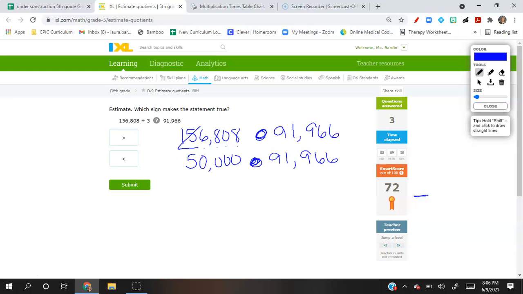91,966? So you already know. Is that going to be a less than, or is that going to be a greater than? So remember, 50,000 is less than 91,966. So my answer is going to be less than.